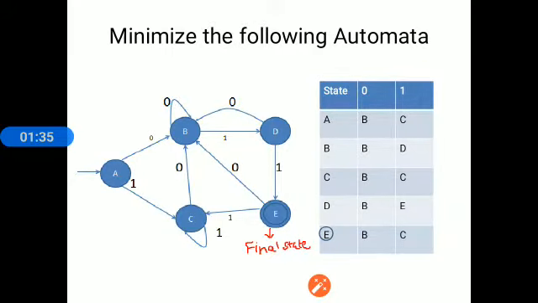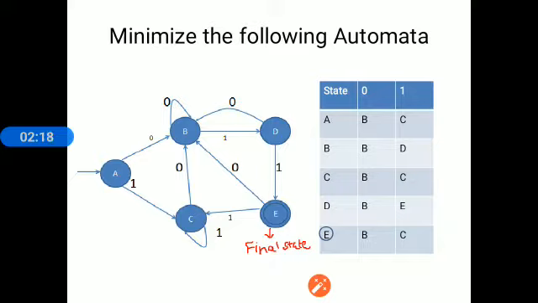Here is the example, minimization of the following automata. As shown in the diagram, you will be given a state transition diagram, and from the state transition diagram you have to draw the state transition table as shown in the right figure. In the examination, either a state transition diagram is given or directly a table is given. So if you are given a state transition diagram, first of all draw the state transition table, and if the state transition table is given directly, then you can directly solve the problem.